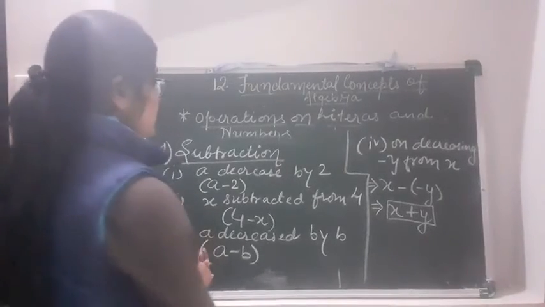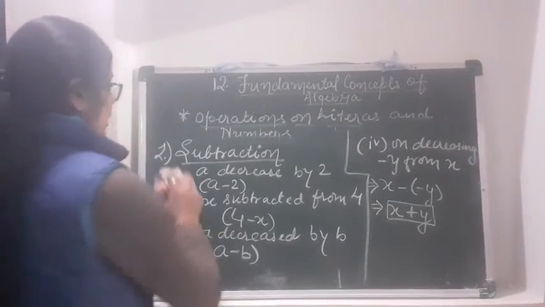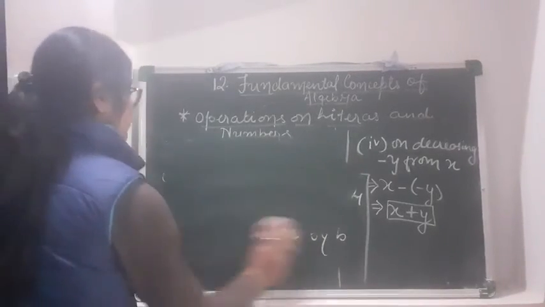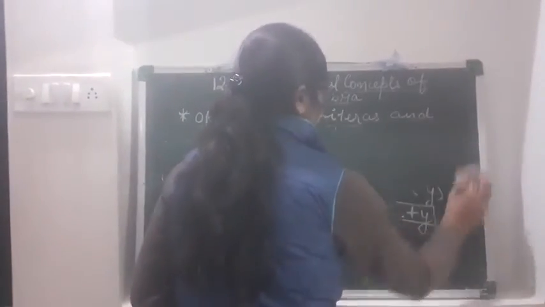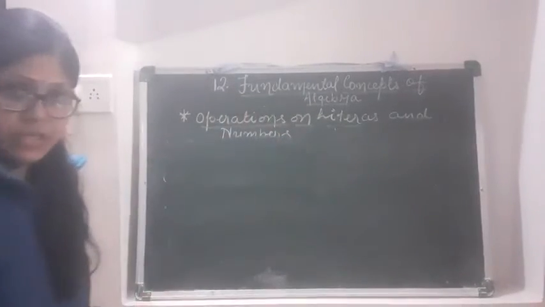Now how to do multiplication of literals and numbers. 4 operations are there: plus, minus, multiplication and division.